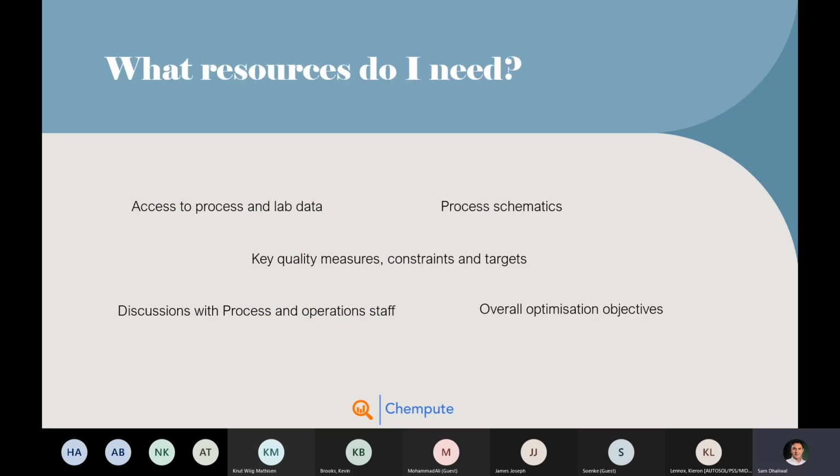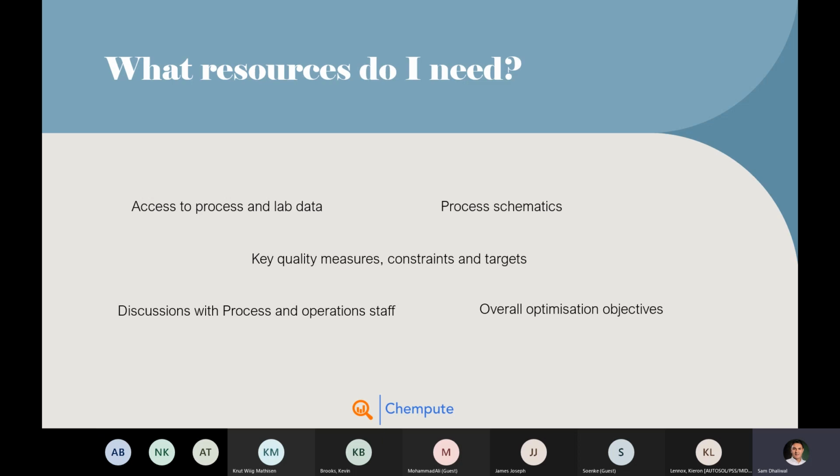So what resources do I need to build a business case? You need access to process data and lab data. Typically, this is 1 year of data. Process data could be 6-minute averages or 10-minute averages, and for lab data, typically you have samples taken once a day or once every other day, for example.